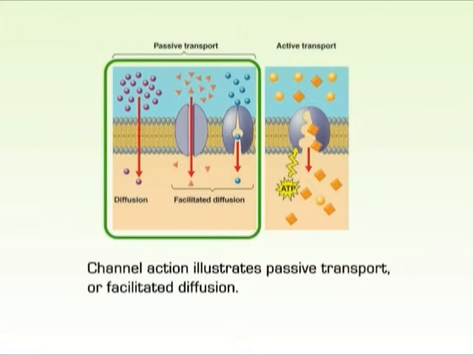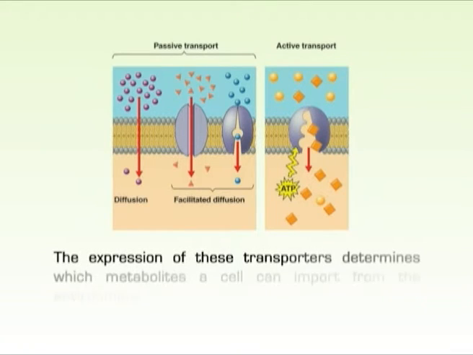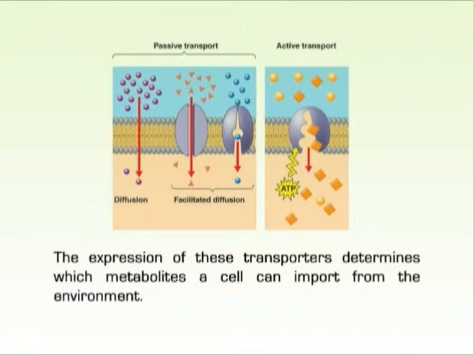Channels, in contrast, enable ions to flow rapidly through membranes in a downhill direction. Channel action illustrates passive transport or facilitated diffusion. Secondary active transport is a different mechanism of active transport which utilizes the gradient of one ion to drive the active transport of another. The expression of these transporters determines which metabolites a cell can import from the environment. Hence, adjusting the level of transporter expression is a primary means of controlling metabolism.